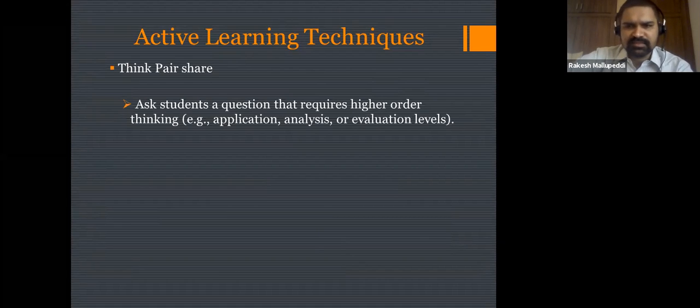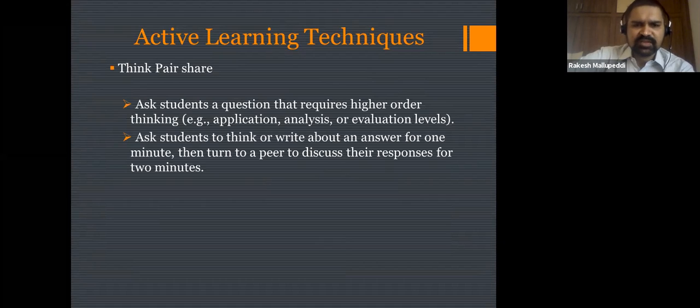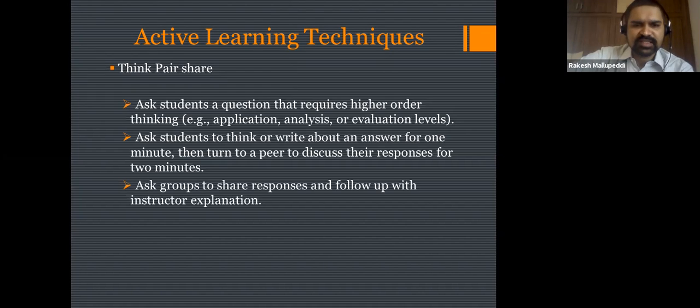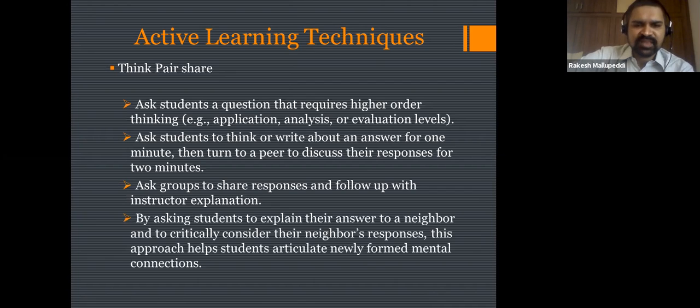Yes, so this is a beautiful old technique itself. Ask students a question that requires higher order thinking, application, analysis, or evaluation levels. So ask the students to think or write about an answer for 1 minute, then turn to a pair to discuss their responses for 2 minutes. Ask groups to share responses and follow up with instructor explanation, by asking students to explain their answer to a neighbor and to critically consider their neighbor's responses. This approach helps students articulate newly found mental connections.